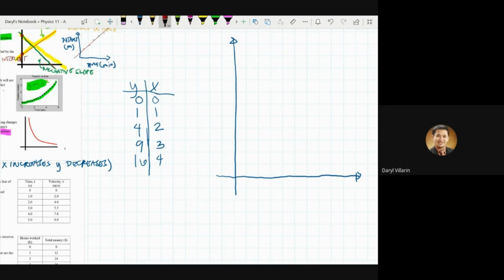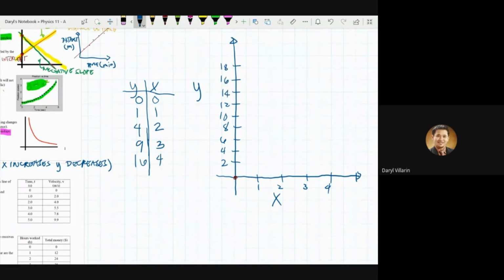So 0, 0. Again, this is my x, this is my y. It could represent any quantity. So 0, 0 would be here. For the scaling of x, I just have 4, so 1, 2, 3, 4. And for my y, the maximum is 16, so I should fit all of them along the y axis. So maybe I can use 2, 4, 6, 8, 10, 12, 14, 16, then 18.